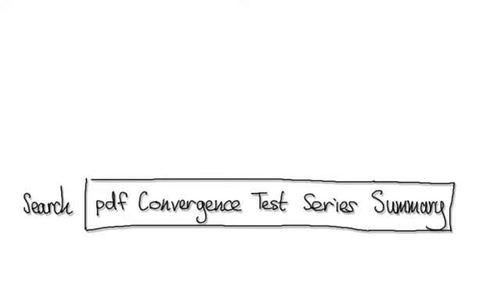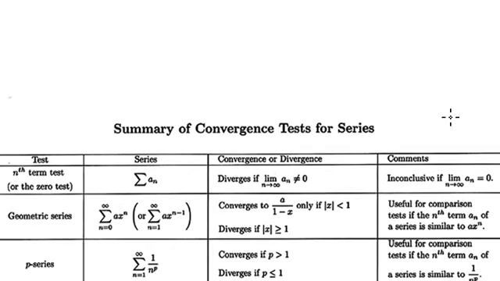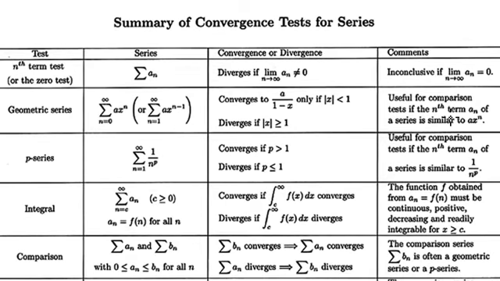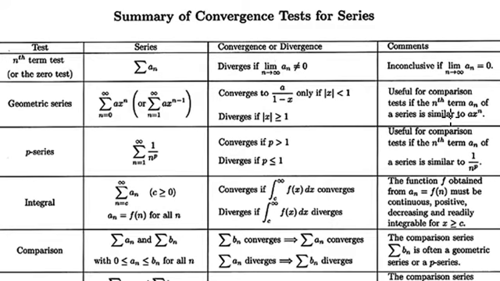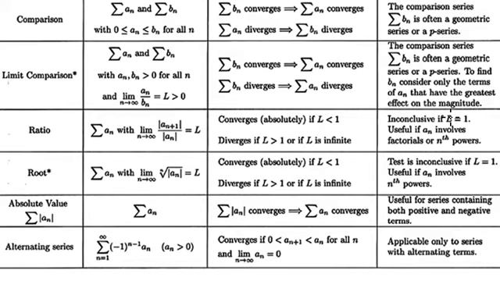If you go on the internet and search for something along the line of PDF Convergence Test Series Summary, you will get a whole summary of all the tests. So from here onwards, I'm going to bombard you with lots of questions. The hard part is in deciding which test to use. So hopefully, over time, you will build up your experience, and then you will have a gut instinct of knowing what to do.